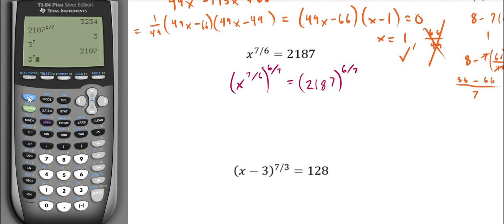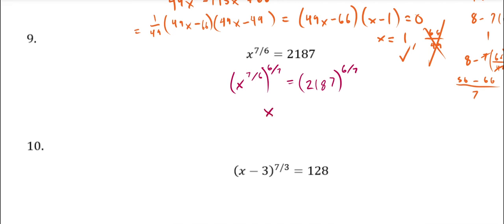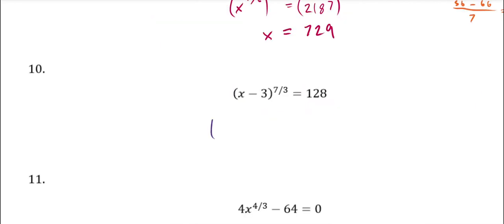And in fact, if we were using a calculator like this, we could have entered in the 6/7 power right here, or we could just now take 3 and raise it to the 6th power to get 729. So here on this side, we have x is equal to 729. For this next one, we want to use the same trick.